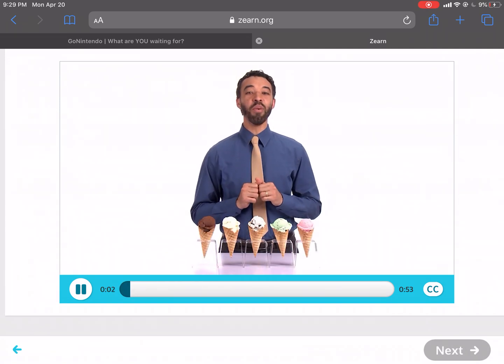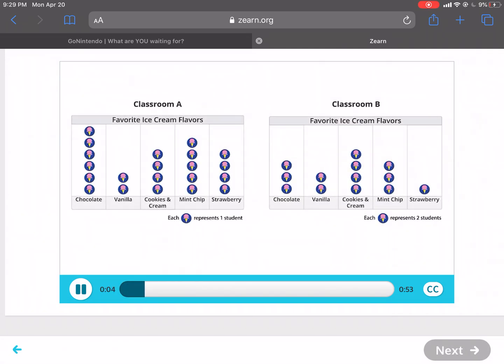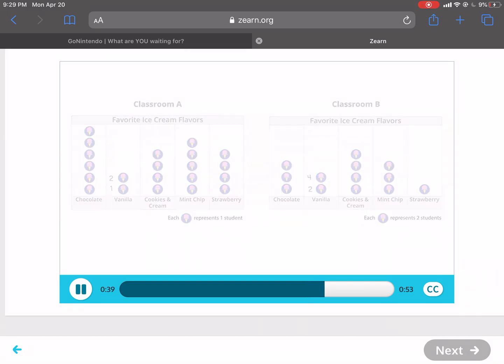Let's take a closer look at that one. How many students chose vanilla ice cream as their favorite flavor? Both graphs have 2 cones in the vanilla column. In the first graph, one cone represents one student. So 2 students chose vanilla. In the second graph, each cone represents 2 students. So 4 students chose vanilla as their favorite flavor. Nice thinking. Even though both graphs have 2 cones, the cones represent different values. It is important to remember the value of a unit in a graph.